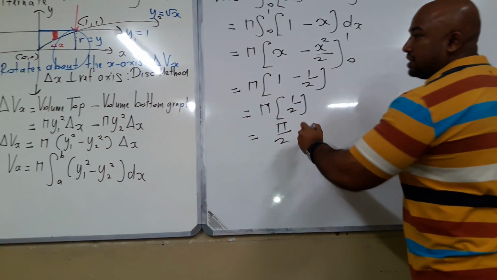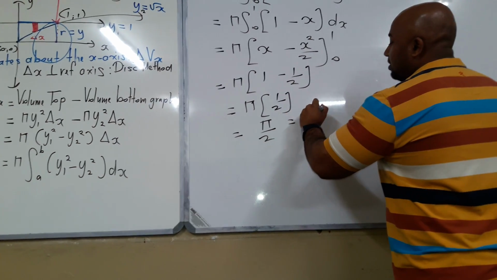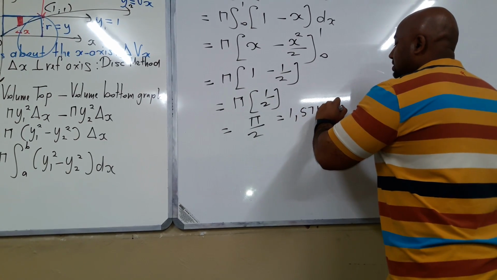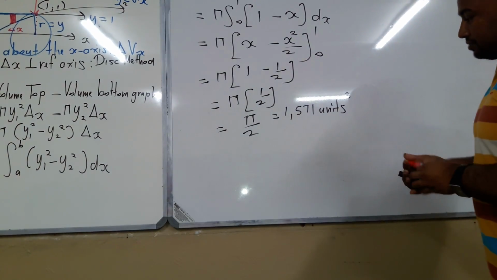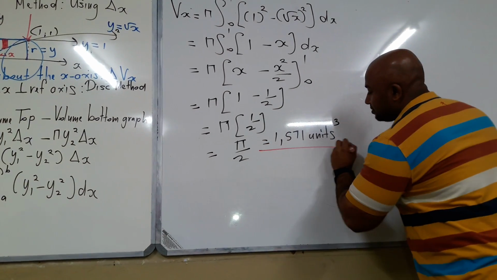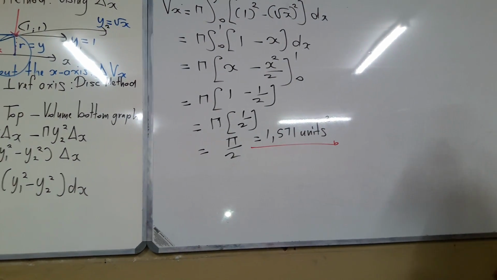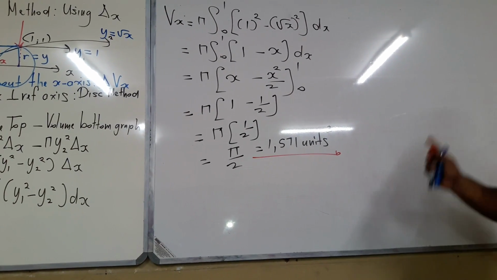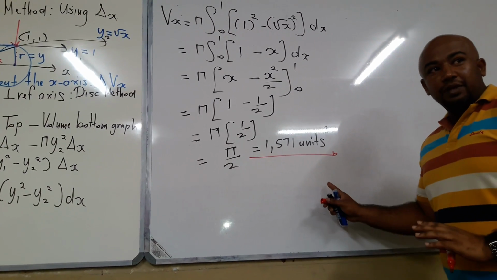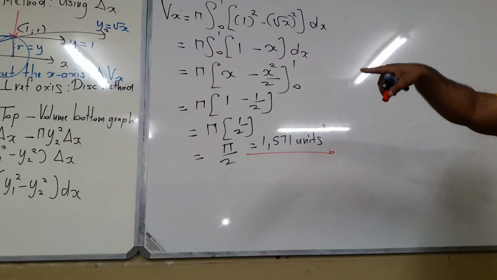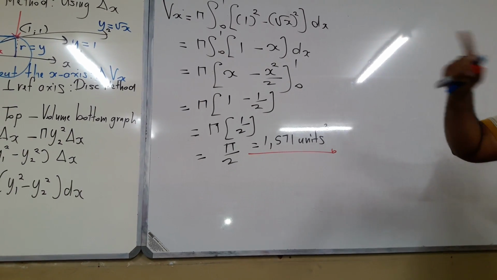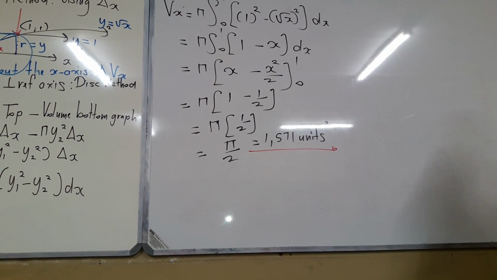So pi over 2 was 1,571 units to the power 3. So this was using delta x. Right, so now you can copy this down. We're going to be dealing with the first question, which is rotates about the y-axis, but using delta x.